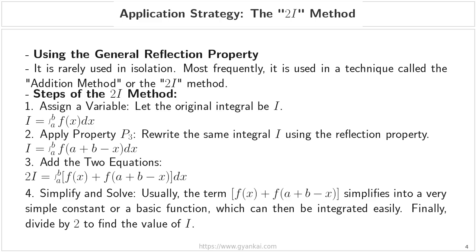Step 4. Simplify and solve. This is where the magic usually happens. When you add f of x and f of a plus b minus x, the result often simplifies dramatically. It frequently collapses into a much simpler expression, perhaps a constant or a function that's easy to integrate. We then integrate this simplified expression with respect to x, and finally, because we multiplied the original integral by 2 in step 3, we must divide the result by 2 to isolate I and find the actual value of the integral.